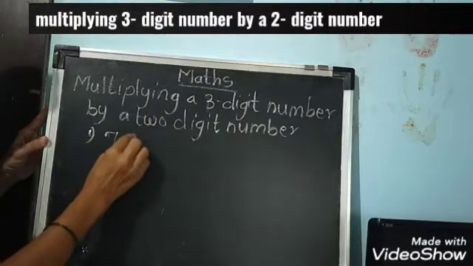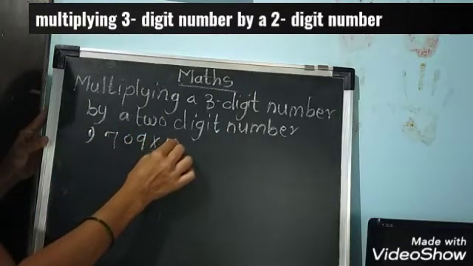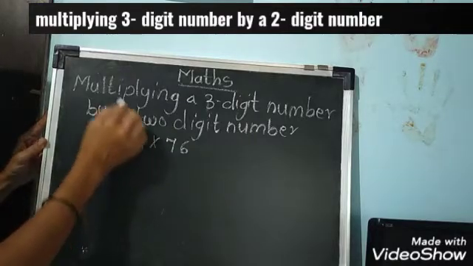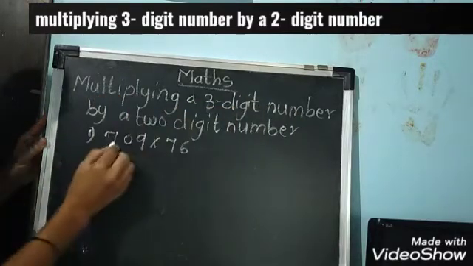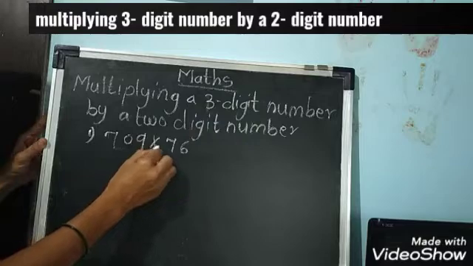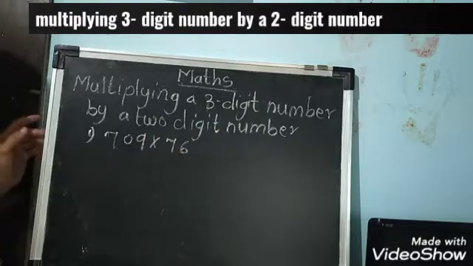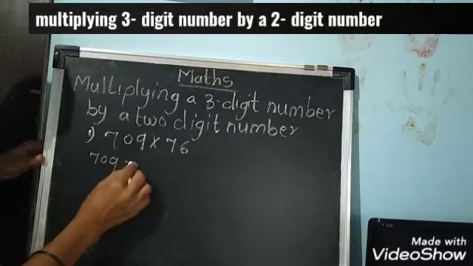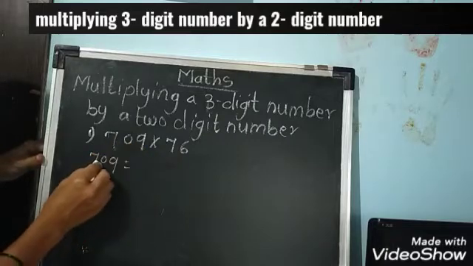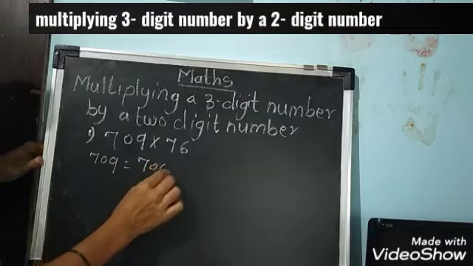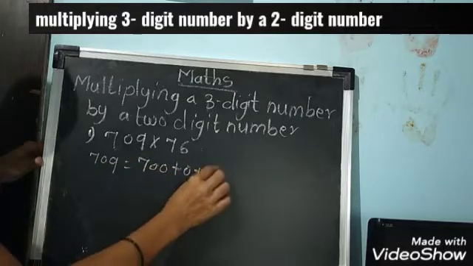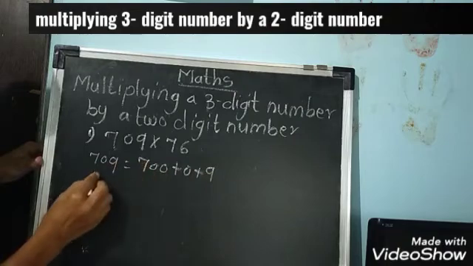709 multiplied by 76. Here we have a 3-digit number multiplying a 2-digit number. This is our heading. So we have to write first the expanded form. What is the expanded form of this number? Here 7. After 7 how many digits? 1, 2. So 7 followed by 2 zeros, plus this 0, plus this 9. After 9 no digits, so don't write 0.